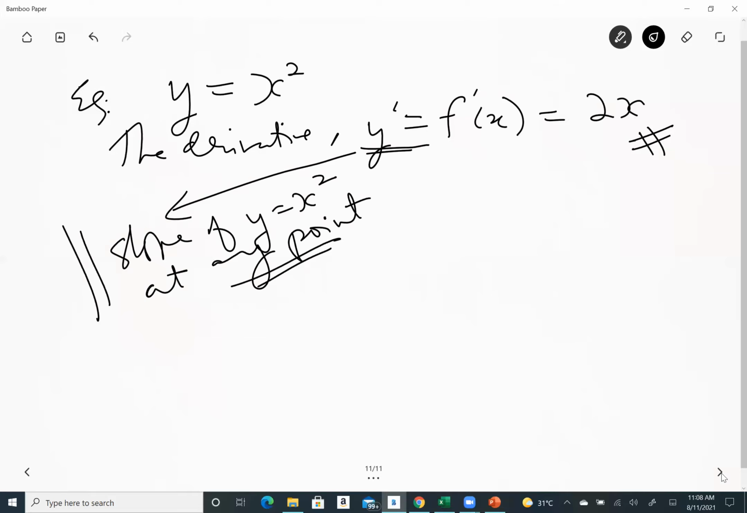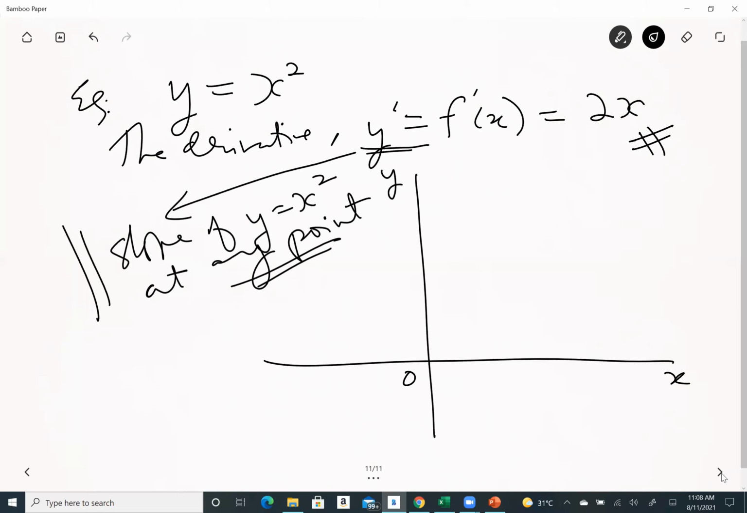So let's do that. If I draw the graph of x squared, anybody remember how the function x squared looks like? x squared is a non-linear curve. It passes through 0, 0. It looks something like this. So that is y equal to x squared.